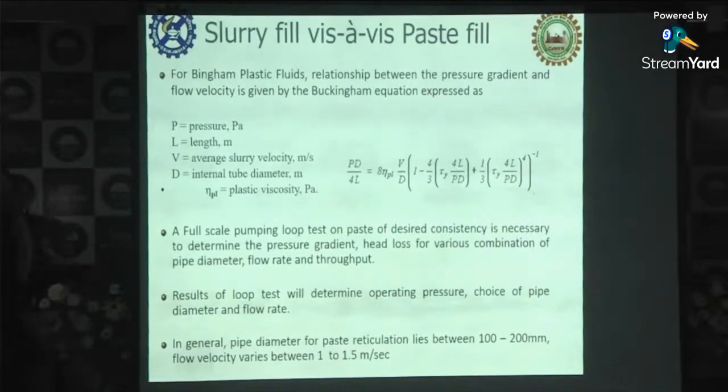As I told before, a full-scale pumping loop test on paste of desired consistency is necessary to determine the pressure gradient and head loss for various combinations of pipe diameter, flow rate, and throughput. Results of the loop test will determine the operating pressure and the choice of pipe and flow rate. All these factors are a design input for what kind of pump we need, because piston pumps are used for reticulation of paste backfilling. So these factors act as an input for determining the paste pump.